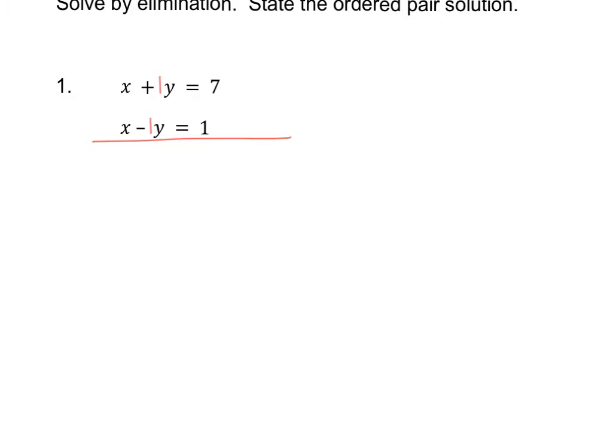The other small thing to note is, in order for this to work, your x's, your y's, and your numbers have to be lined up vertically, right? So the first thing I'm going to check is this. Here's my x's lined up. Here's my y's lined up. Here's my numbers lined up. Now, usually we do it in that order: x's, y's, equal sign, and then numbers on the other side. That's like an etiquette thing.